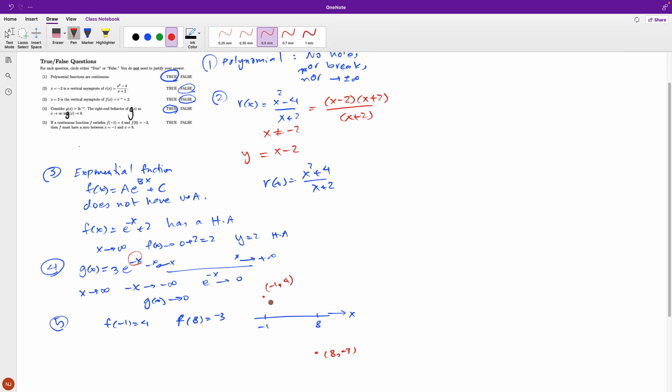And the function is continuous. By the intermediate value theorem, the continuous function takes all the values in between the two of them. It can go however it wants. The graph of the function can be however it wants, but it has to be a function. But it has to intersect the x-axis. That means it has to take the value 0 between negative 3 and 4. So this is true by the intermediate value theorem.